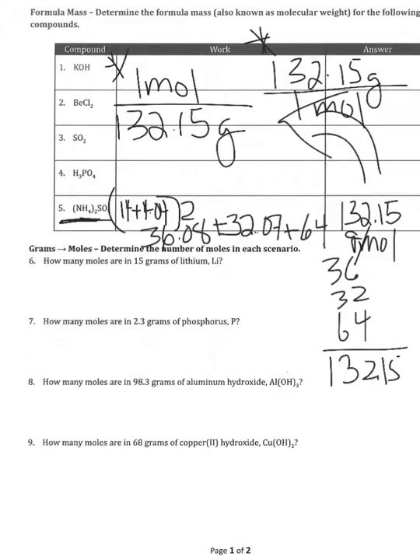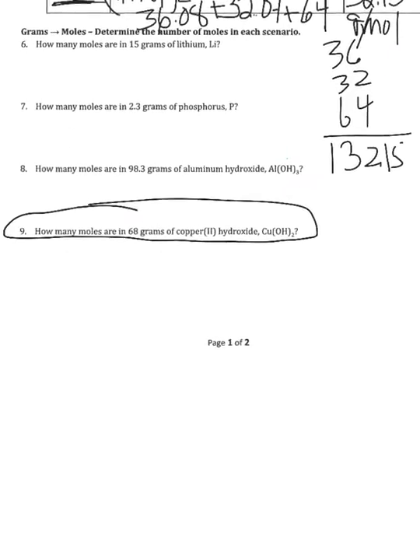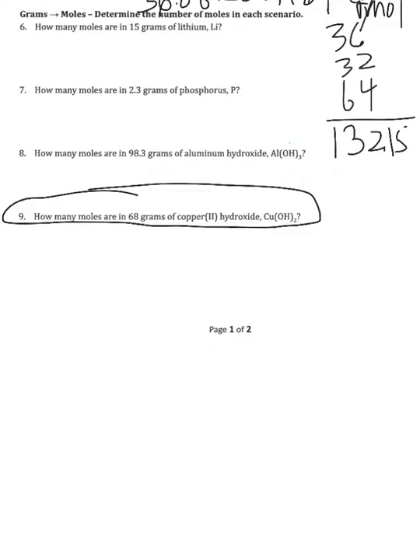So in this case we'll do number 9 here. Alright, so we have how many moles are in 68 grams of copper 2 hydroxide. And it gives us the formula there, Cu(OH)2. So what we want to do first is get the molar mass. I commonly abbreviate it as MM. Same thing as formula mass.